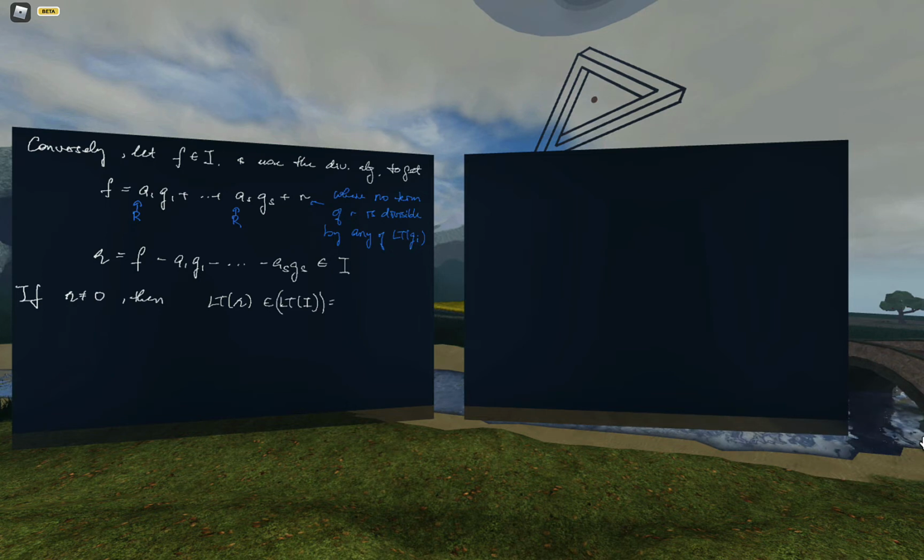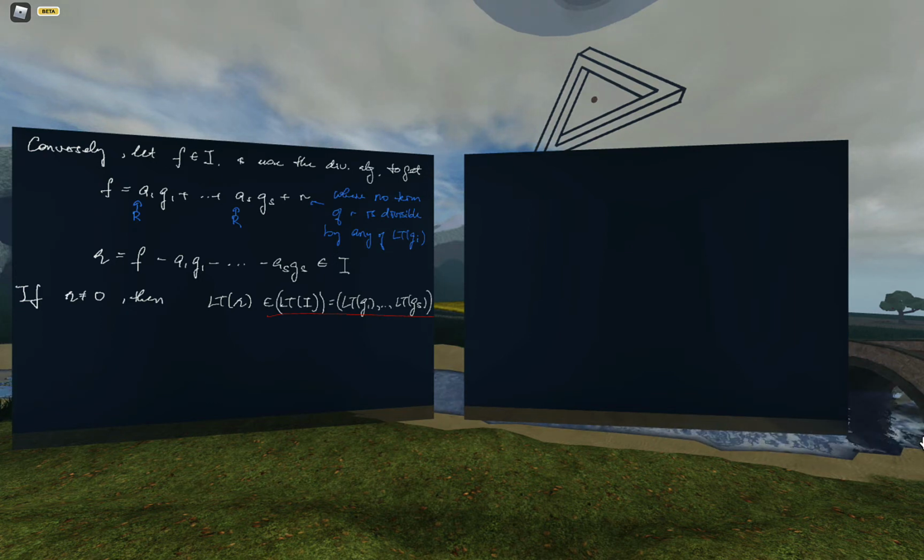And so this is actually equal to LT of I. This is the magic. This is what makes it all work, right? So this equation here is the special property of G1 to GS: the leading terms of G1 to GS generate the ideal of leading terms of I, and the leading term of R is in this ideal. And so in particular, LT of I is a monomial ideal.